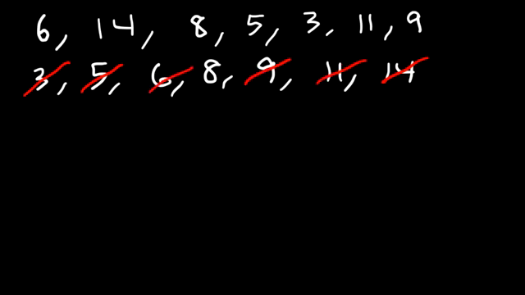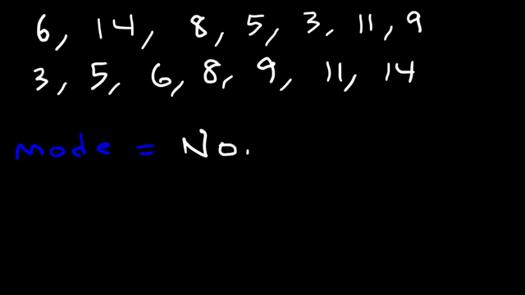Notice that the middle number is 8. So therefore the median is equal to 8. Now what about the mode? What is the value of the mode in this problem? Which number occurs most frequently? Notice that every number occurs only once, so therefore there's none. There is no mode in this particular problem.